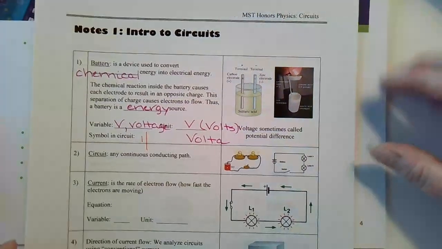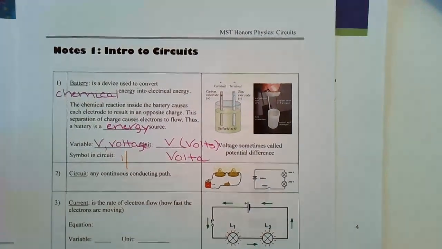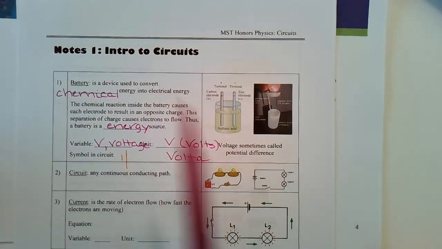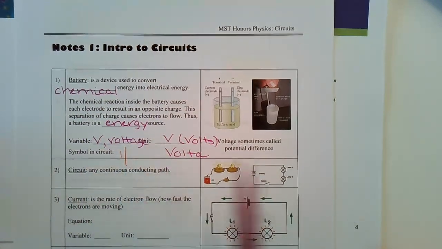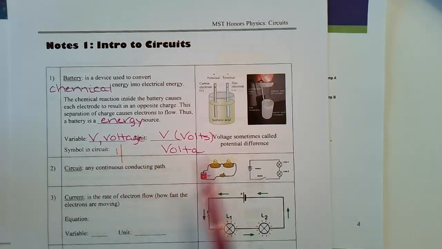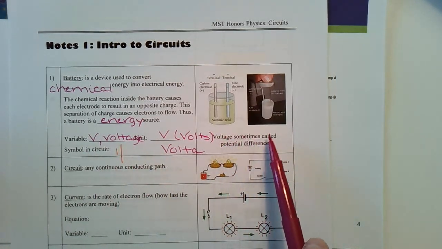Okay, so let's make sure that we have all these filled out here. A battery converts chemical energy into electrical energy. It's going to be the energy source in our circuit. The variable for a battery is going to be V, and V stands for the voltage. We need to know the voltage of the battery. I put over here that voltage is sometimes called potential difference.